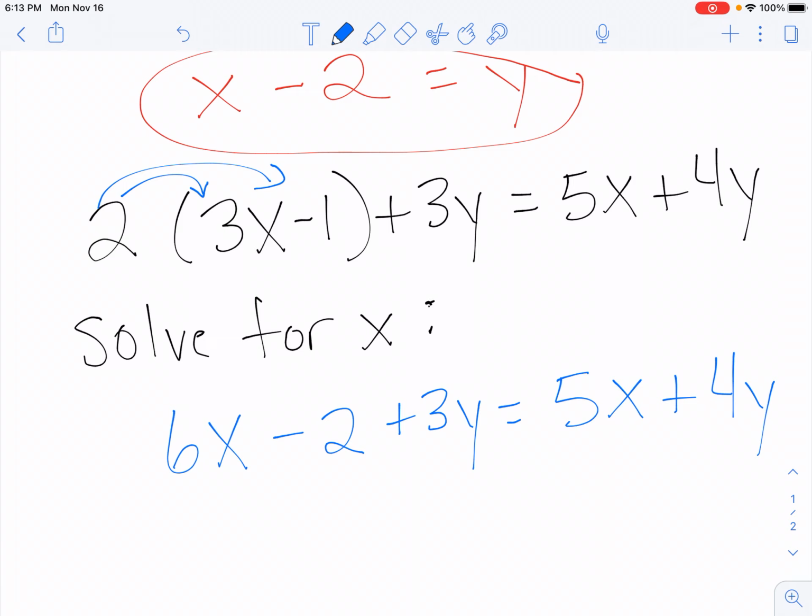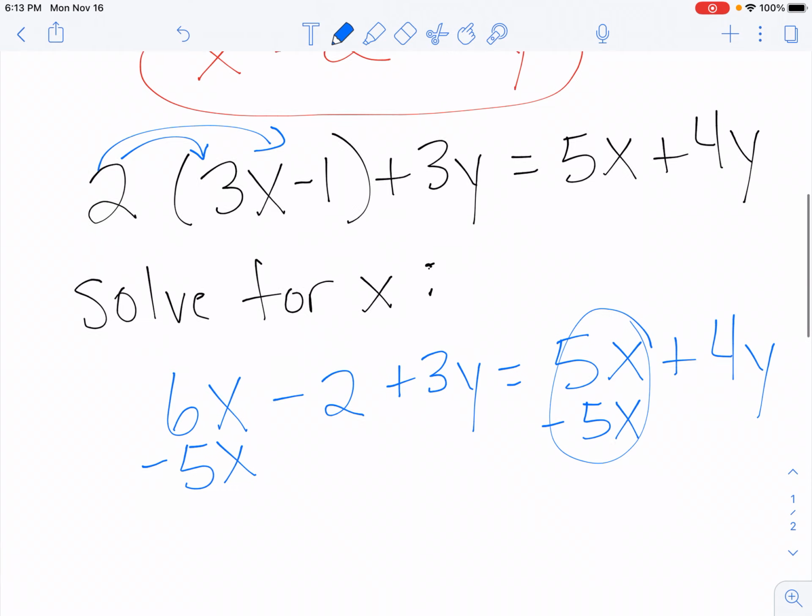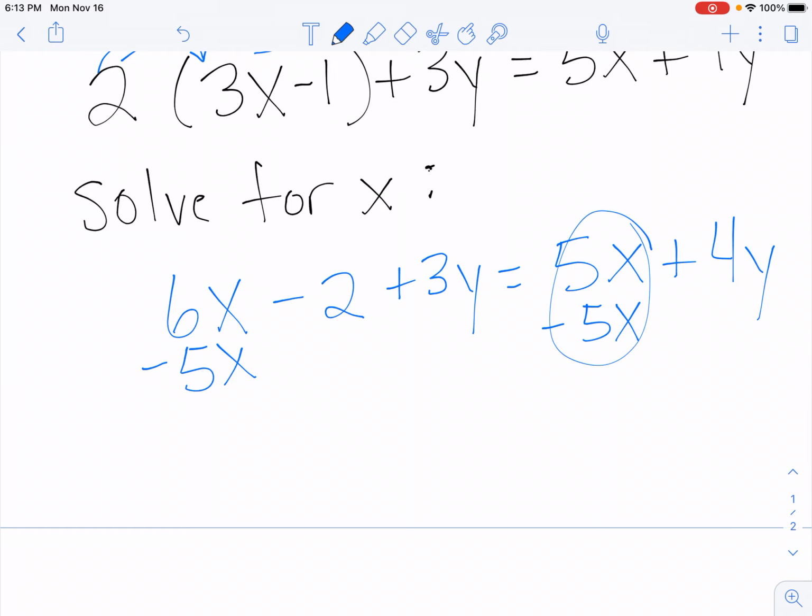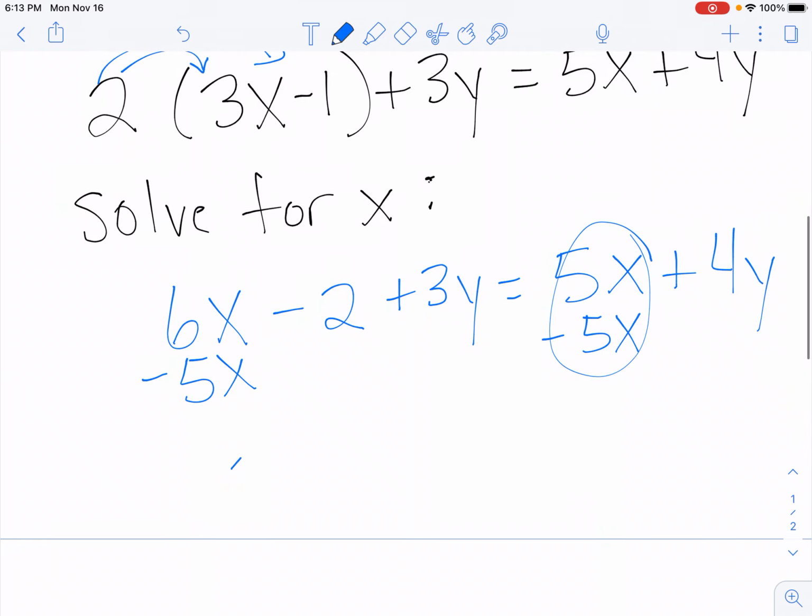Okay, now my goal is to solve for x. So I am going to try to get my x's on the same side. So I'm going to start by subtracting 5x from both sides. This makes a 0 pair here. And on the left side, 6x minus 5x gives me 1x, or just x. And I still have the minus 2 plus 3y on the left. And on the right-hand side, I'm left with 4y's.